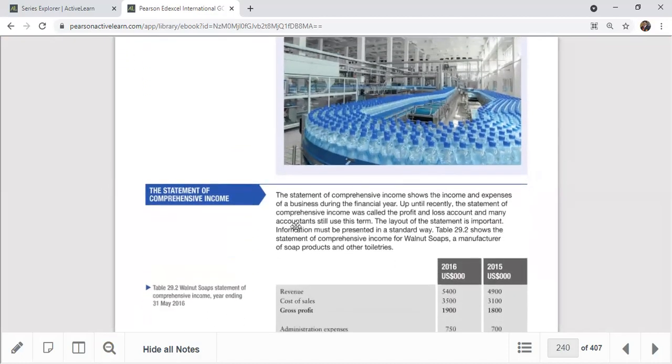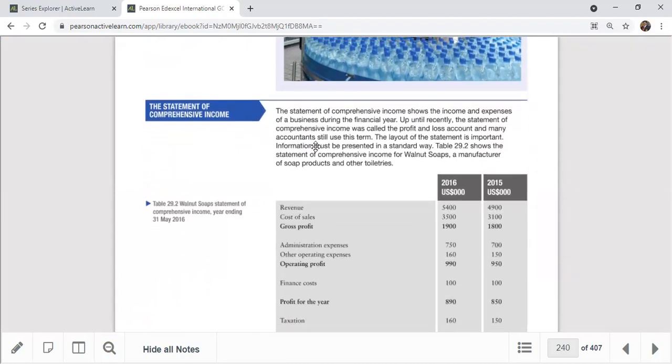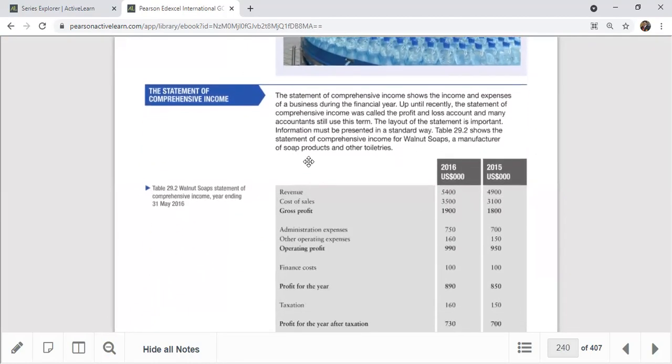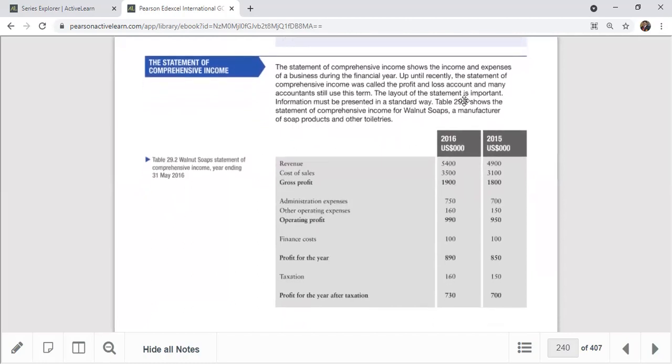A statement of comprehensive income shows the income and expenses of a business during the financial year. Up until recently, the statement of comprehensive income was called the profit and loss account. So keep in mind the old term was profit and loss account, but recently, from about 2013 onwards, like 6 or 7 years ago, they have called it the statement of comprehensive income. Therefore, the P&L account is now known as SOCI, statement of comprehensive income.